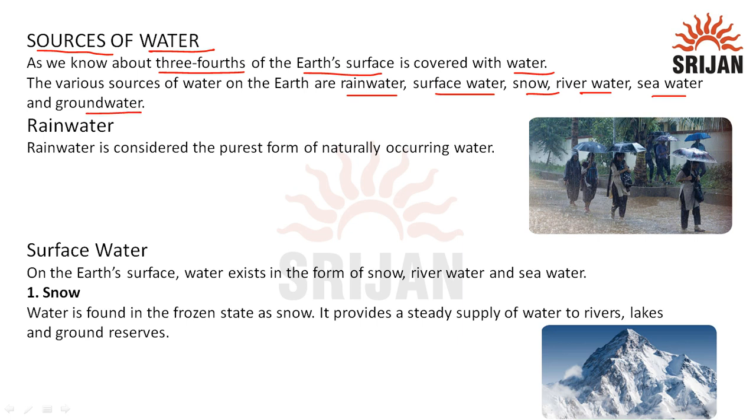If we talk about rainwater, it is considered to be the purest form of naturally occurring water. It is the main source of water that is present on the earth. Here we can also see the rainfall happening.